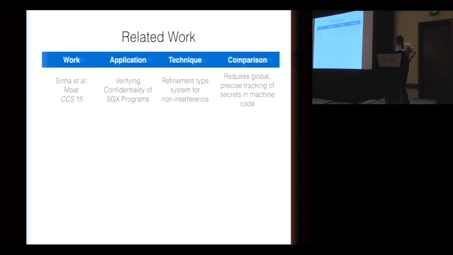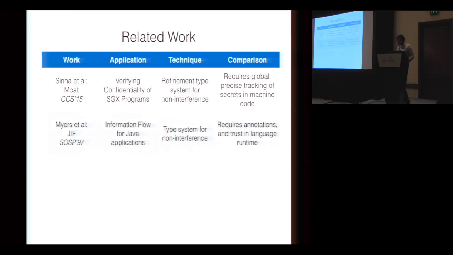Now, there's a lot of very interesting related work. One of these is, in our past work, we tried to do something similar. We tried to verify confidentiality properties of SGX programs using a refinement type system for guaranteeing non-interference. But what we found out is that tracking secrets in memory, especially at the machine code level, was extremely expensive. And it also required global analysis in that case. And we found that to be very hard to scale.